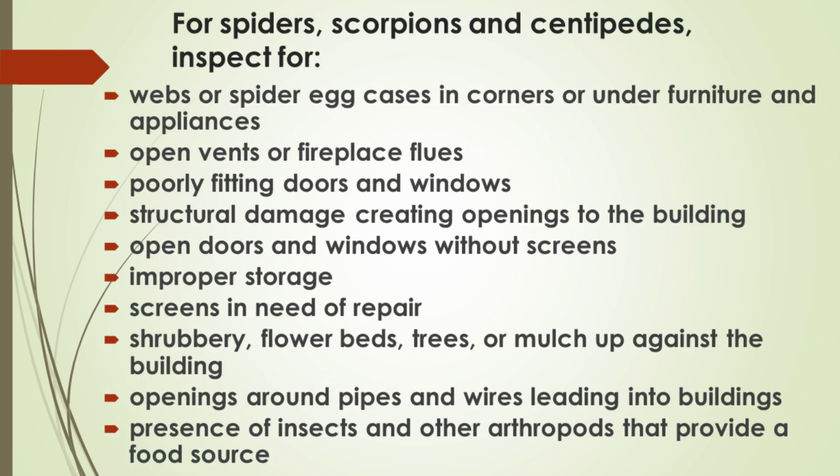For spiders, scorpions, and centipedes, inspect for webs or spider egg cases in corners or under furniture and appliances, open vents or fireplace flues, poorly fitting doors and windows, structural damage creating openings to the building, open doors and windows without screens, improper storage, screens in need of repair, shrubbery, flower beds, trees or mulch up against the building, openings around pipes and wires leading into buildings, presence of insects and other arthropods that provide a food source.